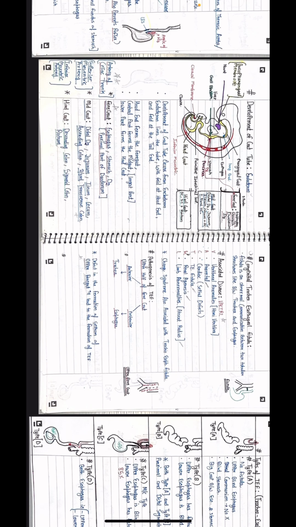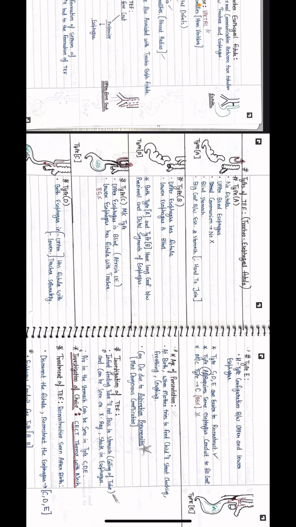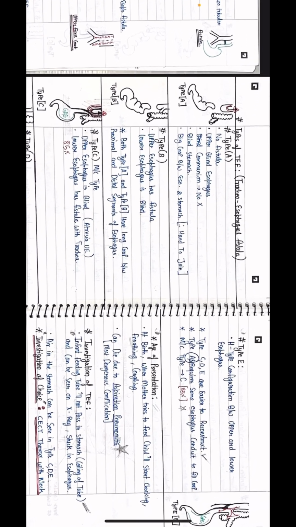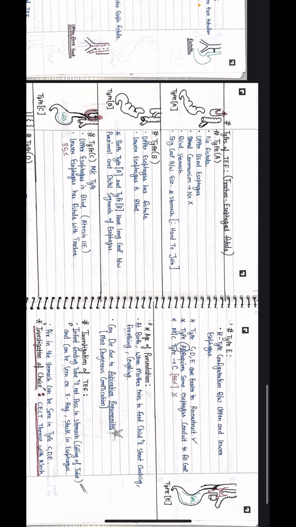So next we will see the types of fistula. There are types A, B, C, D, E. So 5 types of Tracheo-esophageal fistula, and let's try to see them one by one. I tried to create a good diagram for you. However, I'll give you some image which will be easier for you, stating the 5 types. Just try to understand the things right now.